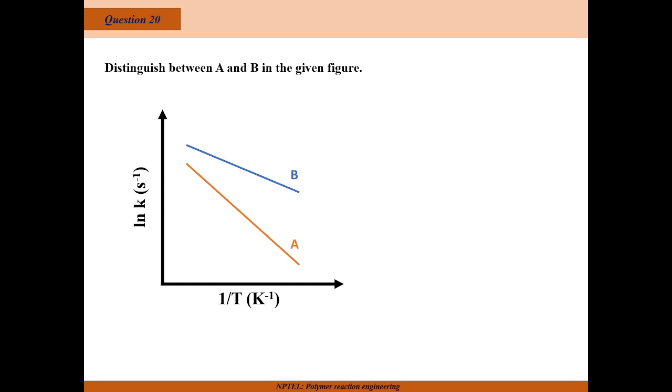Distinguish between A and B in the figure. Basically we are asking about the activation energy. I should have added more to this question; it is a blunt question without much detail. So just justify which reaction will have the higher activation energy. This is reaction path A and this is reaction path B. Which one has a higher activation energy?